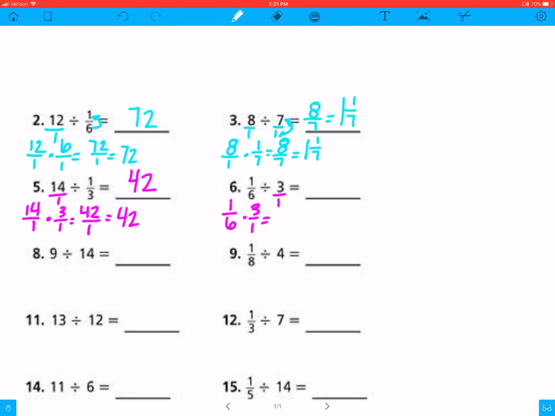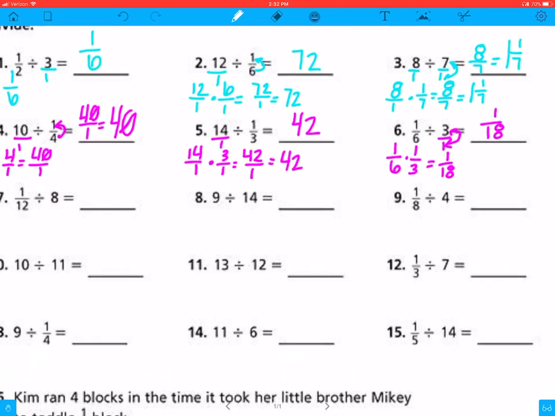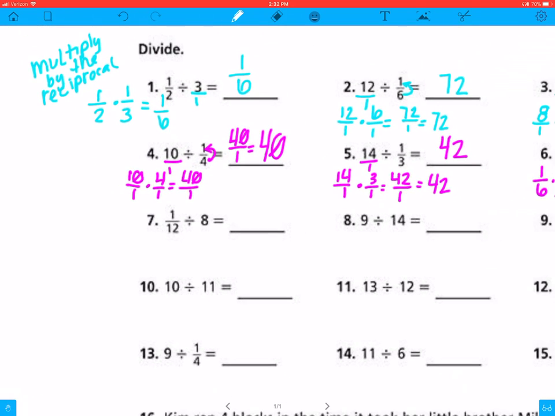1/6 multiplied by 3 over 1 is equal to 3 over 6. Wait a second, gotta find the reciprocal. I'm actually going to multiply by 1/3. I get 1 over 18, and I get a final answer of 1/18. It's important that you're only doing the reciprocal of the second number. You do not want to find the reciprocal of both or just the first one.